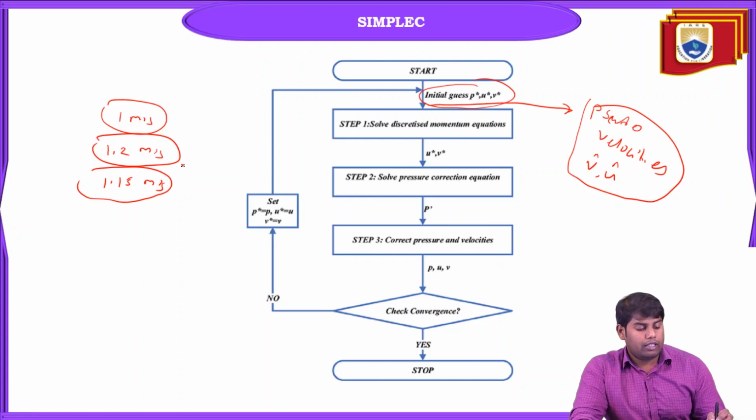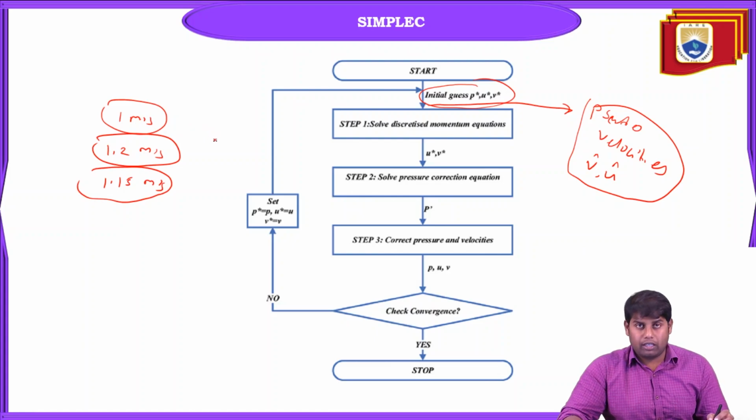So here the difference is that the initial guess value we are trying to make more accurate, so that we end up closely at the realistic solution. Okay, so that is why the pseudo velocity calculation is required. Fine. So this is about the SIMPLEX algorithm.